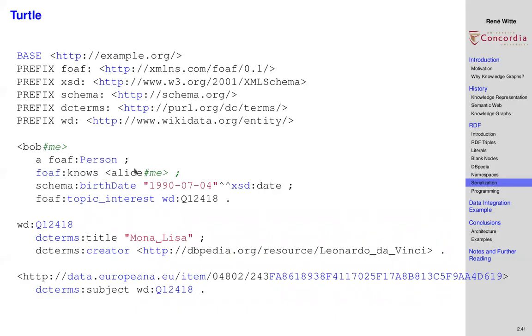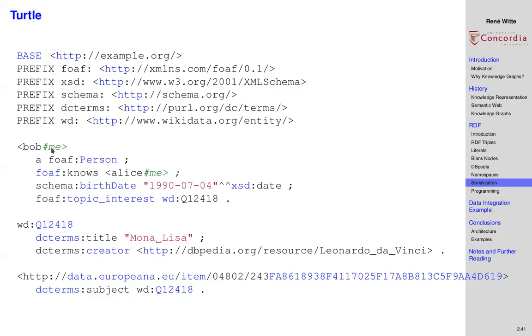To make the whole file more readable, instead of writing out full URLs like for FOAF, the XSD data type descriptions, we just define the prefix up here. And we can also define a base URL. So for everything that we want to use without the prefix name, we can optionally define the base URL.